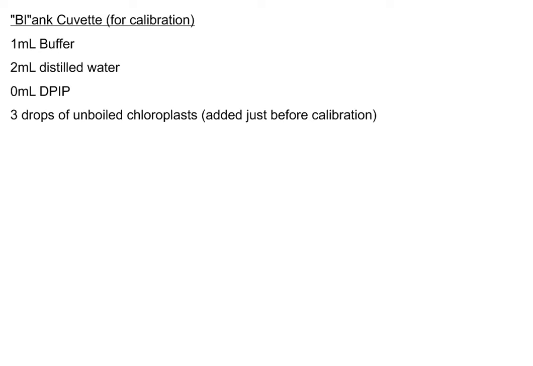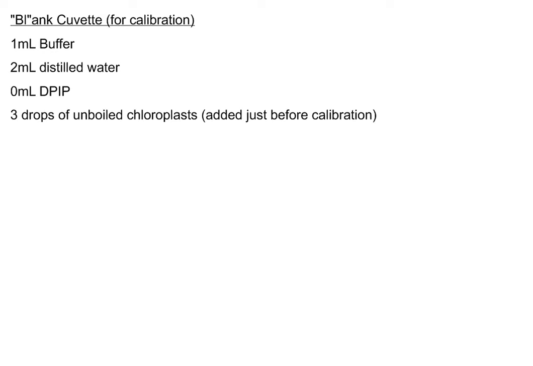Okay, so that you'll have 3 milliliters of solution in there, and then right before you actually do the calibration, you're going to add 3 drops of unboiled chloroplast, and I'll have the buffer, the distilled water, the DPIP, and the unboiled chloroplast available at your stations, at your pods. So what I'd have you do is always add your chloroplast, in this case, just before you do the calibration. You don't let it just sit in there, okay? So you do your buffer, your distilled water, your DPIP, and there'd be no DPIP in this one. And then you add your 3 drops and you do the calibration.